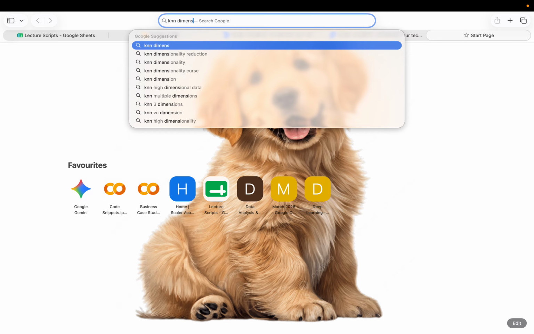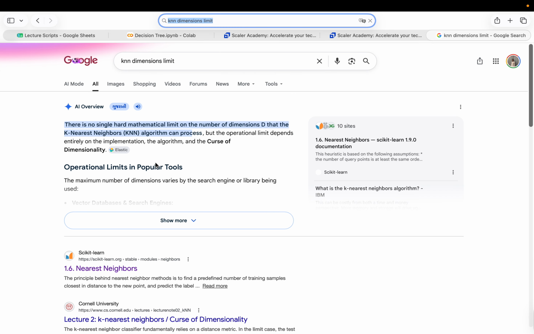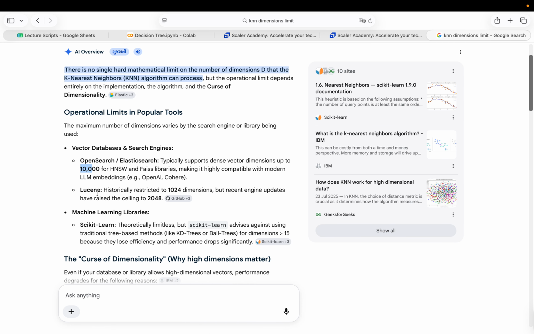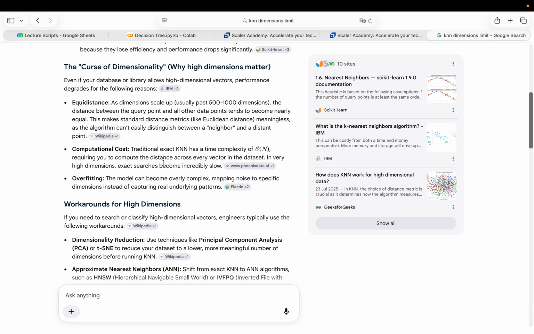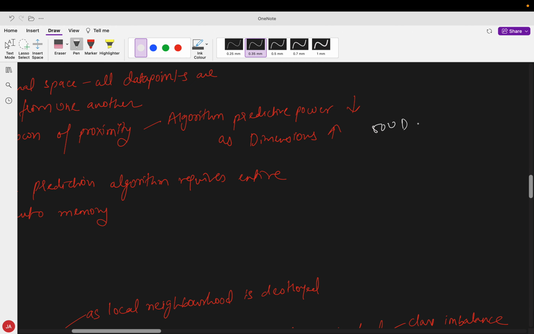But let us have a general number for the KNN dimensions limit. I don't know, maybe 500 to 1000 dimensions.